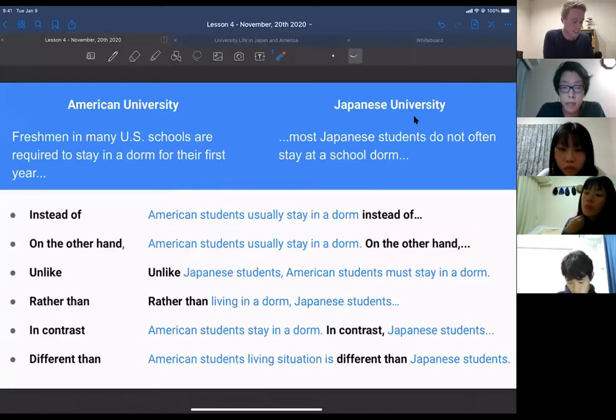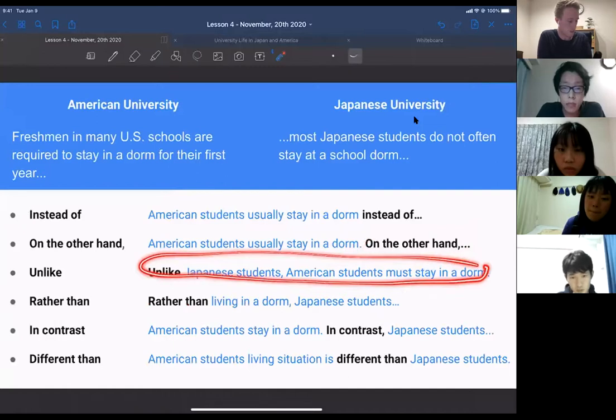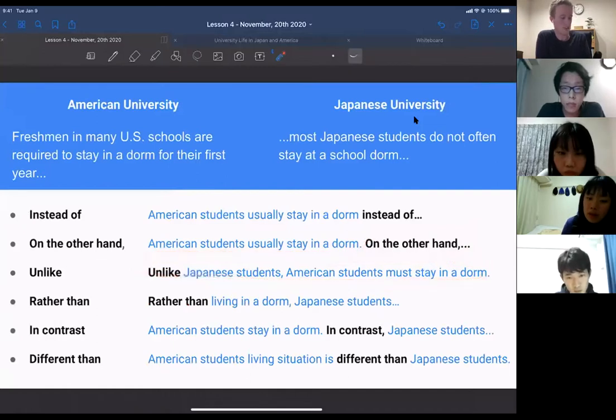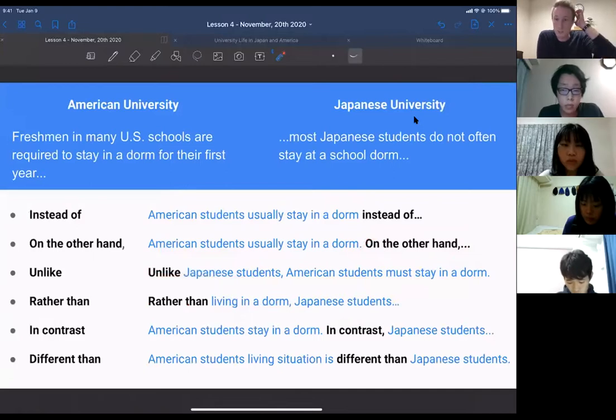Unlike Japanese students, this is the same as before. Unlike Japanese students, American students must stay in a dorm. Rather than is good too. Rather than living in a dorm, Japanese students live in an apartment. Yeah. In contrast and different than. So here are some examples. Of course, I will send this to you after so you can see many examples.